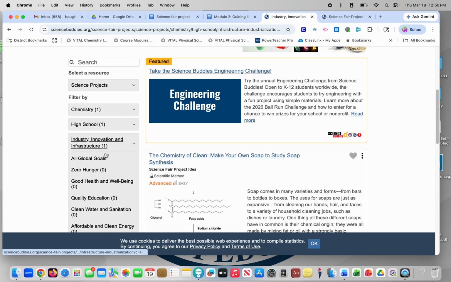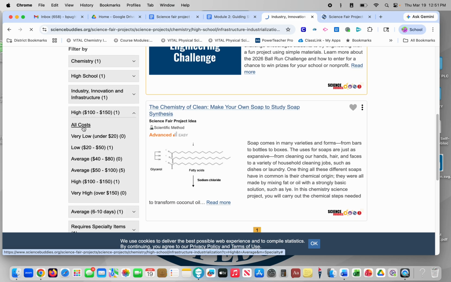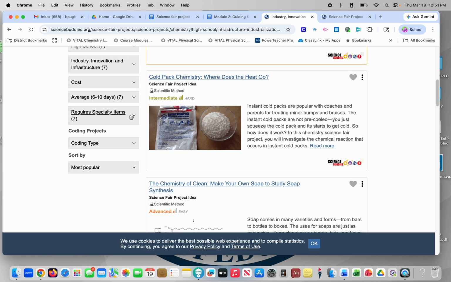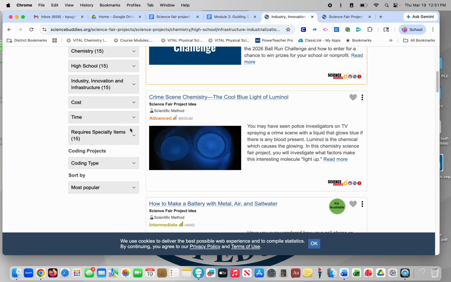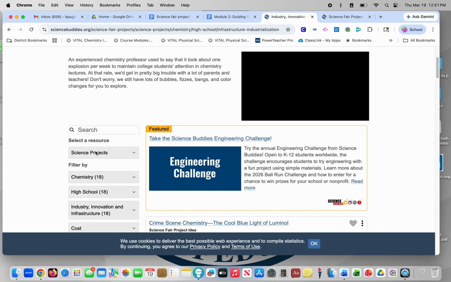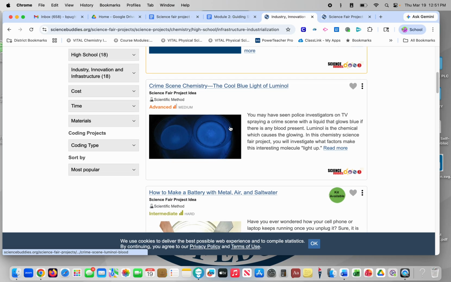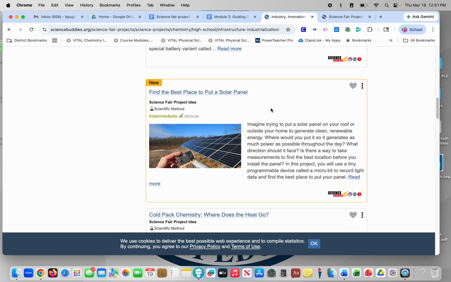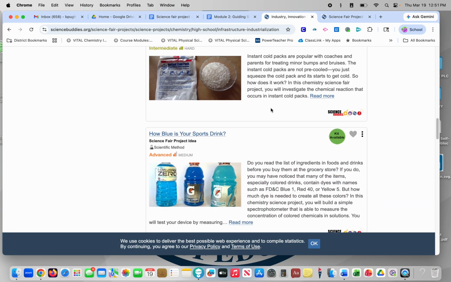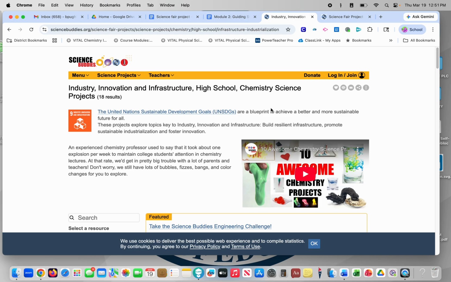I think what I would probably do is keep it at high school, keep it at all costs. If you want to find more, keep it at all times. And this just narrows it by one factor. All availabilities. And then you can decide. They have 18 chemistry projects. Here's one about crime scenes. Here's one about batteries, solar panels. Excuse me. So it's giving you lots of ideas to work off of. And that's how you use that interactive tool.